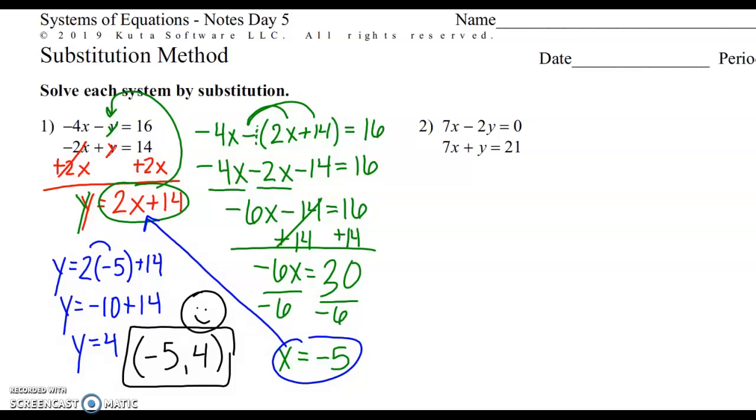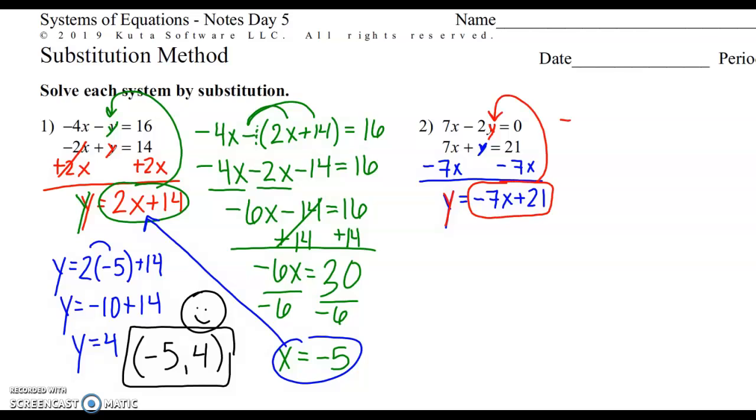All right, let's practice one more like that. We can see here on number 2, the bottom equation, the y has an invisible coefficient of 1. So solving for that, to move a 7x, we would subtract 7x. So we have y equals negative 7x plus 21. So now that I have y alone, I can substitute y in the first equation with what y is equal to, negative 7x plus 21. So we have 7x minus 2 times y is negative 7x plus 21 equal to 0.